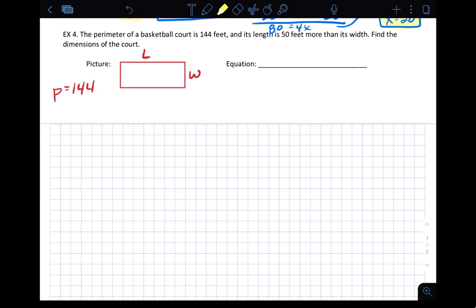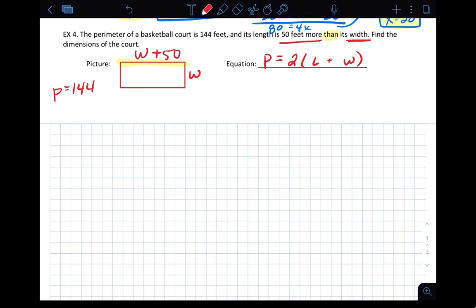It says the length is, so I know that we're talking about this side right here, and it says 50 feet more than the width. Because of the word than there, I'm going to go ahead and write the width first, and then I'm going to write 50 feet more than that. So I'm going to add 50 to that. And I'm going to go ahead and set up my equation. Because this is a rectangle, we're going to use 2 times the length plus the width.